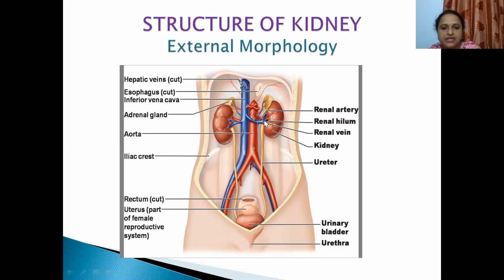The ureter's function is only to carry the urine which is formed within the nephron, and that urine is collected in the urinary bladder. The urinary bladder is a pear-shaped, sac-like structure having the property of extensibility, and then it opens out into an opening called the urethra. So this is the external morphology of the kidney.